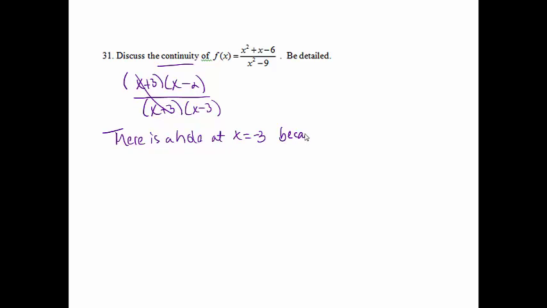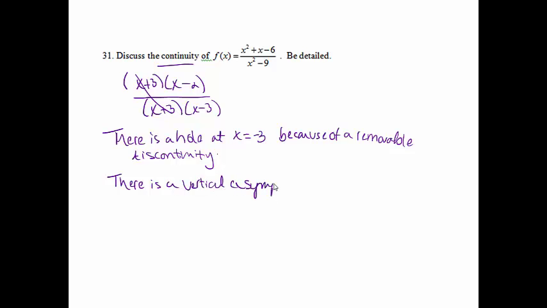and there is a hole because of a removable discontinuity. Okay, and then I notice the x minus 3 does not cancel, which means there's going to be a non-removable discontinuity, which will result in a vertical asymptote. So now I'm going to say there is a vertical asymptote at x equals 3, and that's because of a non-removable discontinuity.